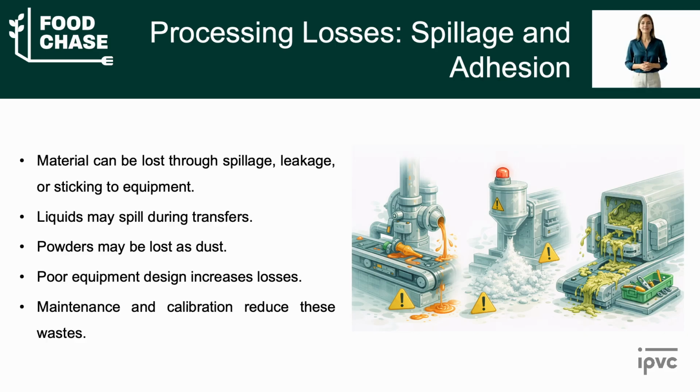During processing, materials can be lost through spillage, leakage, or adhesion to equipment surfaces. Liquids may spill during pumping, powders may be lost as dust, and viscous products can remain stuck inside equipment. Poor equipment design or maintenance increases these losses. Regular calibration, proper design, and good housekeeping practices help minimize these avoidable wastes.